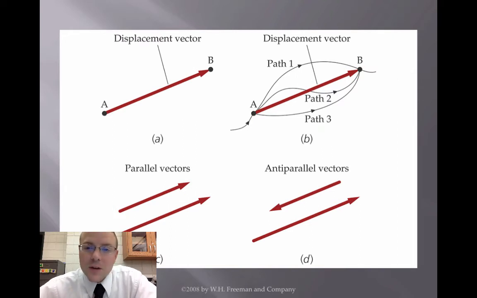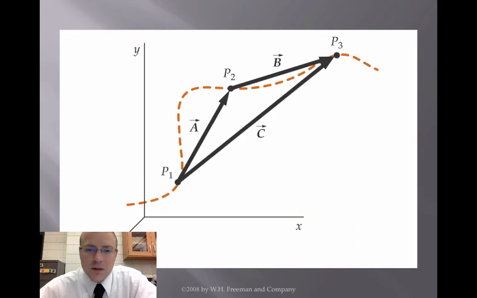We have many different vectors we'll deal with. They're showing you a displacement vector here as the quickest way from point A to point B, but you could have vectors like the ones we just saw, A and B, that are parallel, go in the same direction, or anti-parallel, go in opposite directions. What you can do with vectors is you can add them, you could subtract them, you can do lots of things.